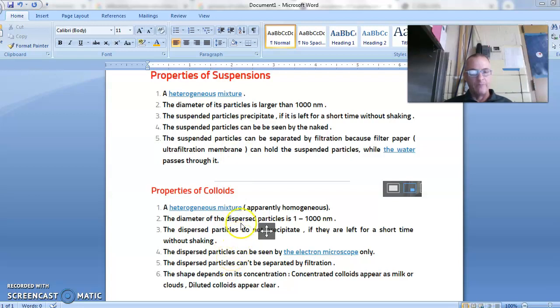They are so small. And another distinction between a suspension and a colloid is that with a suspension, you can separate them by a process called filtration. You can pour it through filter paper and trap the particles in the suspension. For a colloid, they can go right through the filter paper. You can't separate them with filtration.